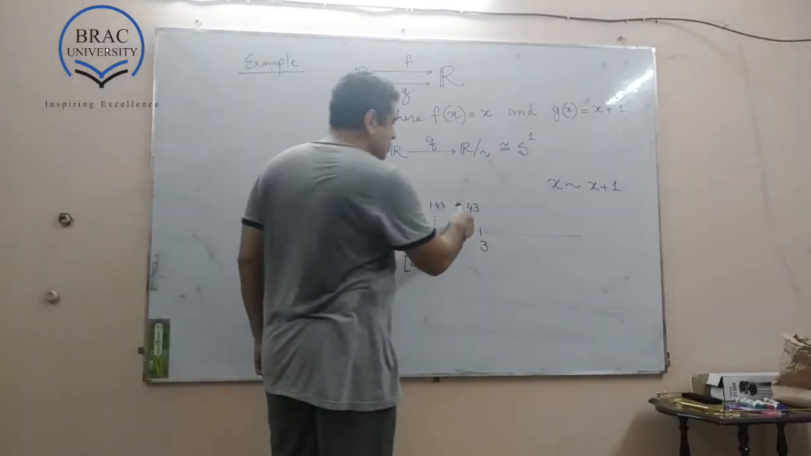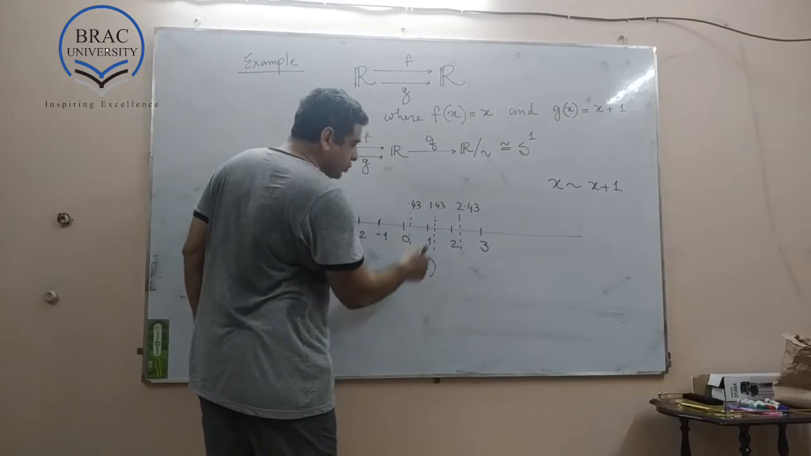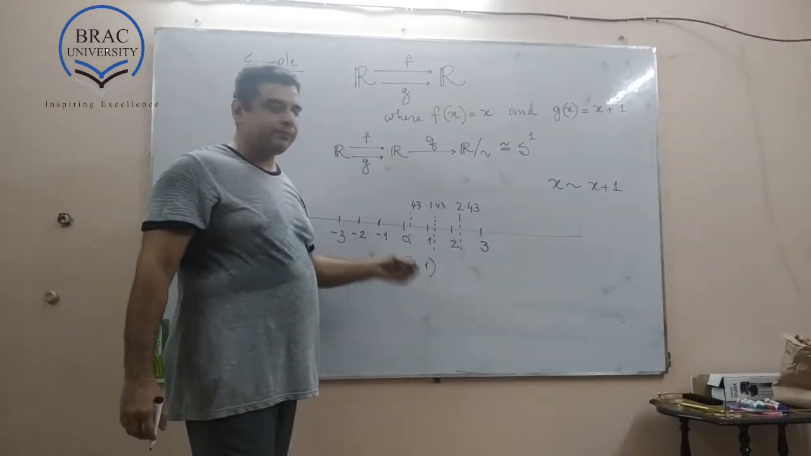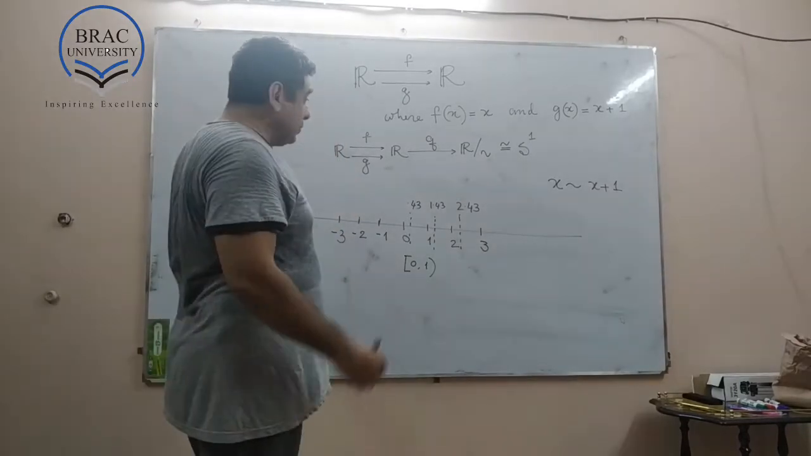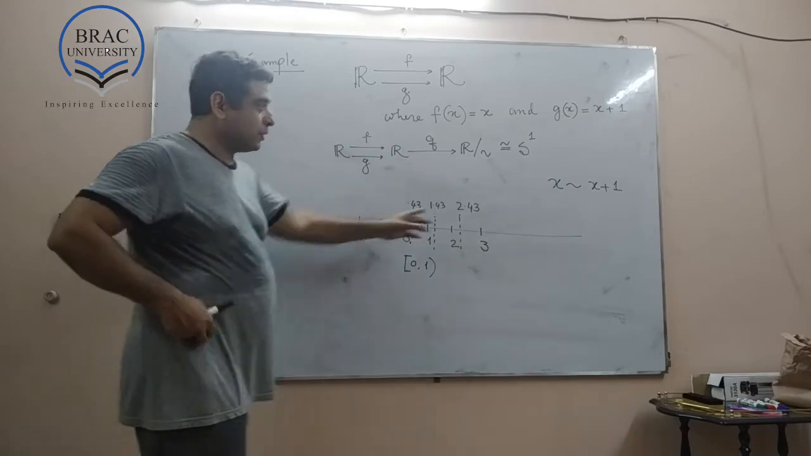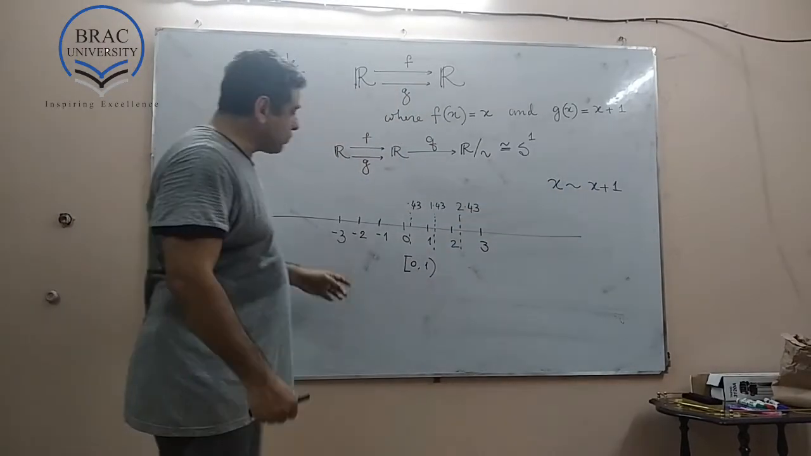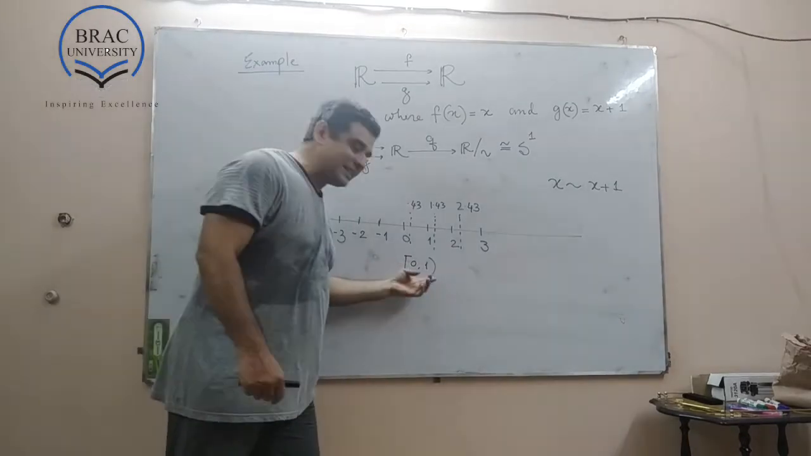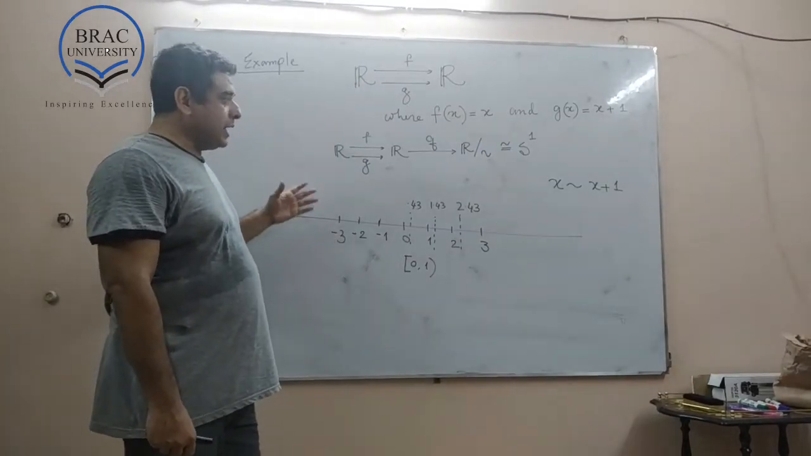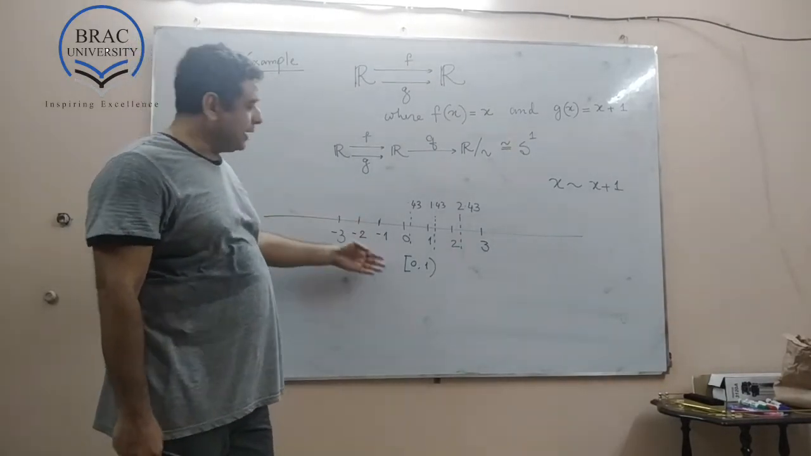So 2.43 can be brought to 0.43, which lies in this interval. Okay? So that way we can see that any number on the set of real lines under this equivalence relation can be brought into this interval. Meaning that every number on the set of real lines has a representative in this interval.